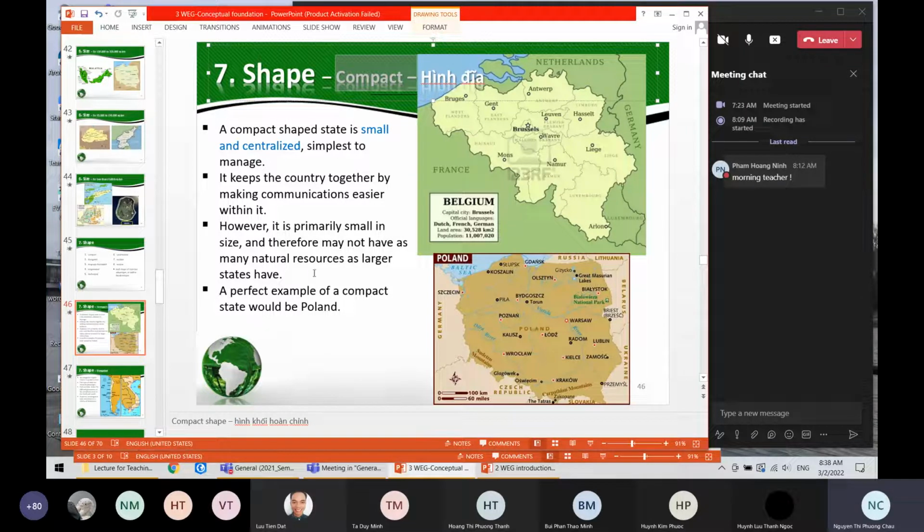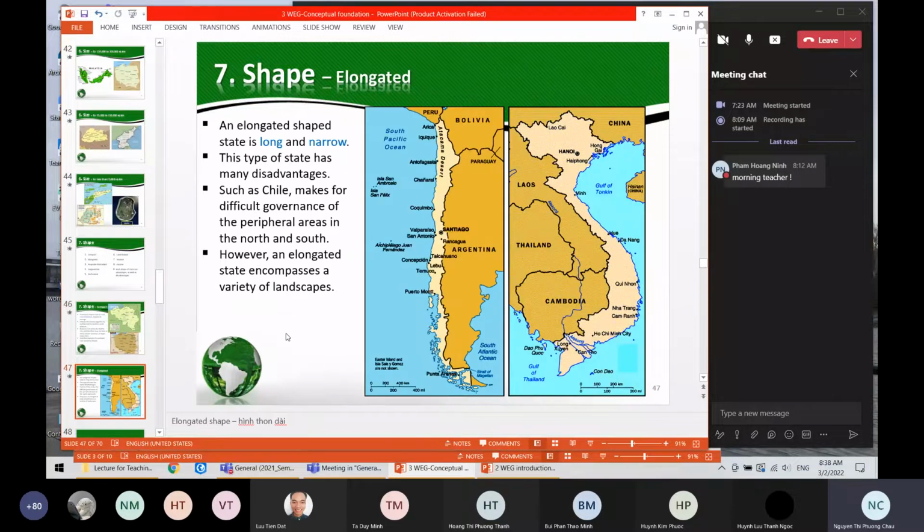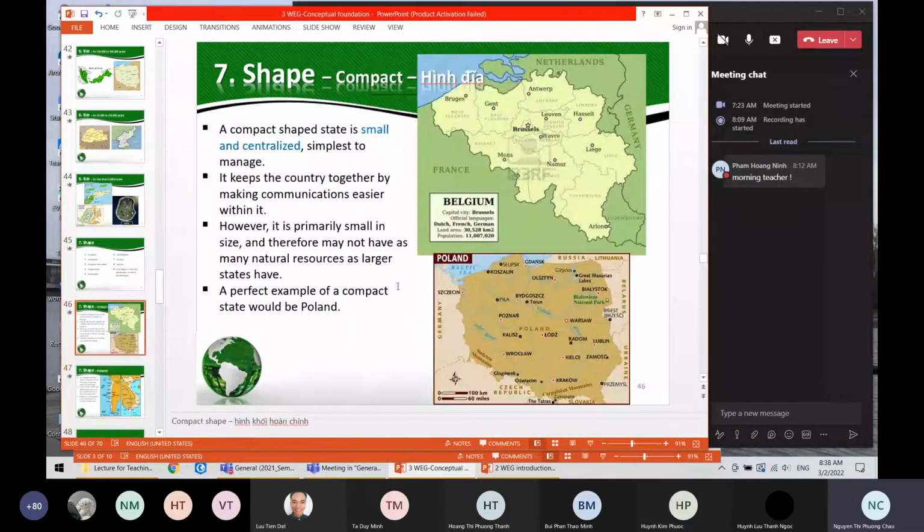Okay, so we can apply the reverse concept for this shape of nation. So we would like to move to the next shape, and we will come back again to this because it has some discussion together.